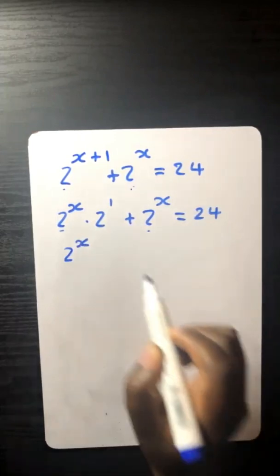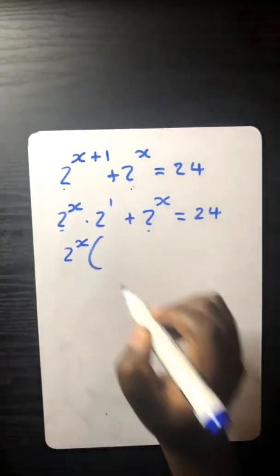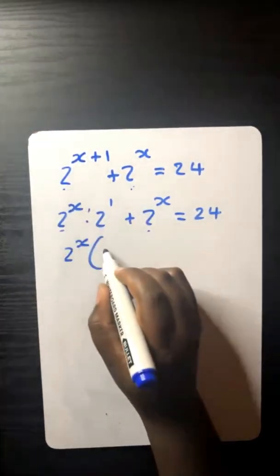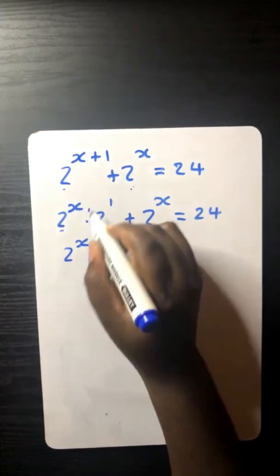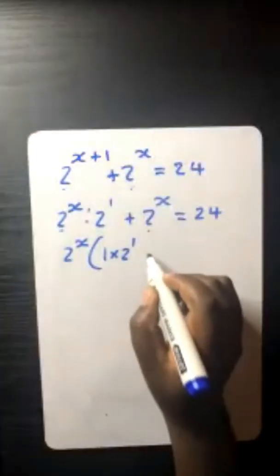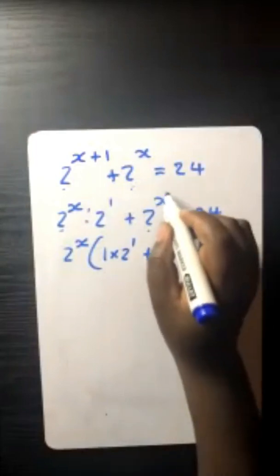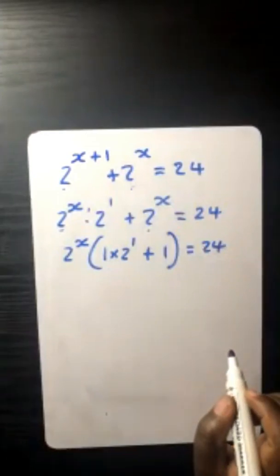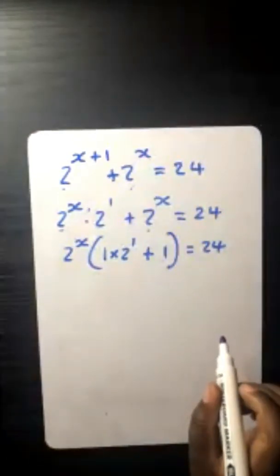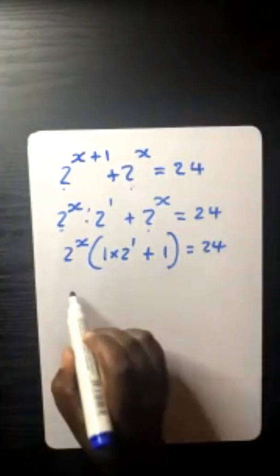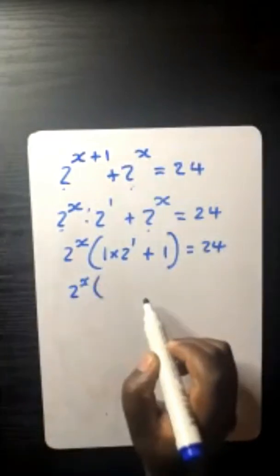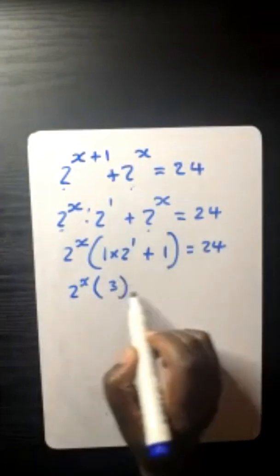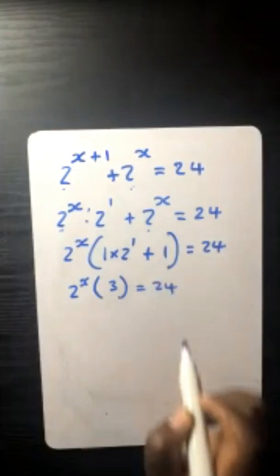So when you take it out as a common factor, in brackets, wherever there was 2 to the exponent x, it becomes 1 multiplied by 2 to the exponent 1, plus wherever it was that, you write 1, is equal to 24. So then you can punch the whole of this on a calculator. Remember, I've got 2 to the exponent that. 1 times that is 2. 2 plus 1 is 3. Close. It's equal to 24.